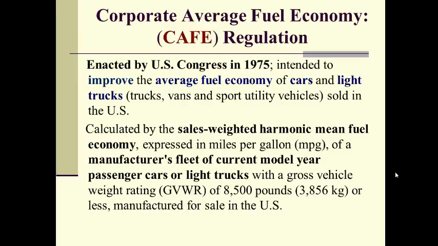You can calculate the regulation for a vehicle by taking the sales weighted harmonic mean fuel economy, expressed in miles per gallon, of a manufacturer's fleet for the current model year of cars and light trucks. So if you look at Chevy, it's everything Chevy produces that is a car and a truck, as long as it has a gross vehicle weight rating of 8,500 pounds or less.